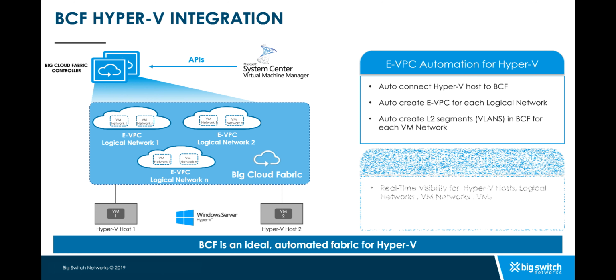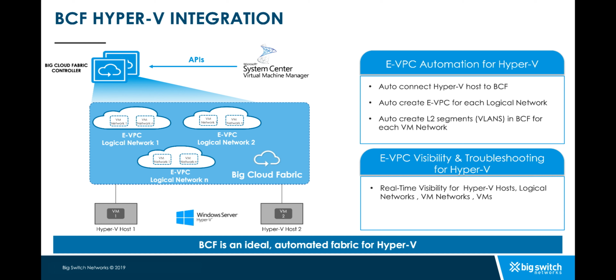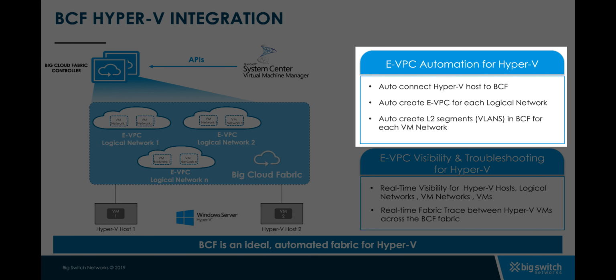Along with all the automation benefits, BCF also provides network admins real-time visibility into the Hyper-V hosts, logical networks, VM networks, and VMs. BCF Fabric Trace and Policy Trace enables network admins to perform end-to-end troubleshooting between any Hyper-V VM endpoints. These visibility and troubleshooting tools will enable your NetOps and DevOps team to collaborate efficiently.